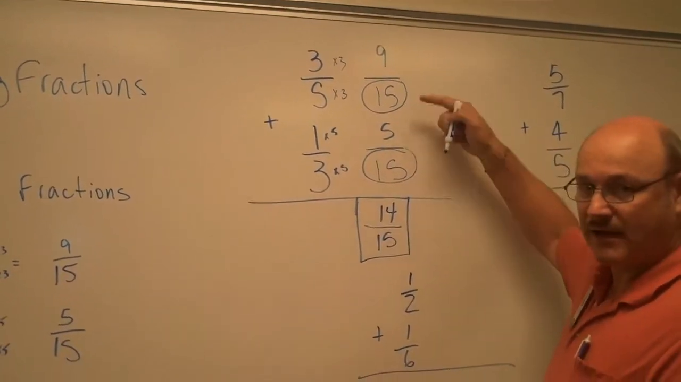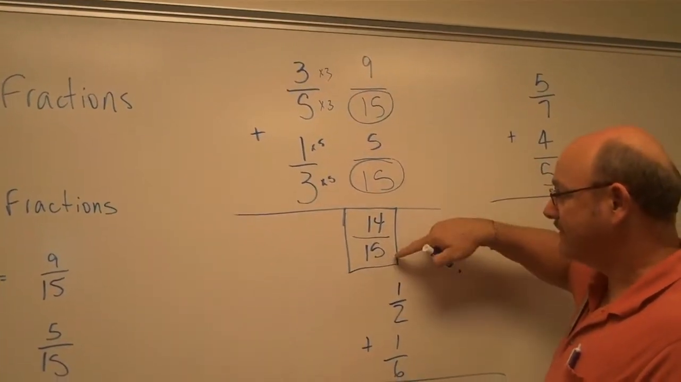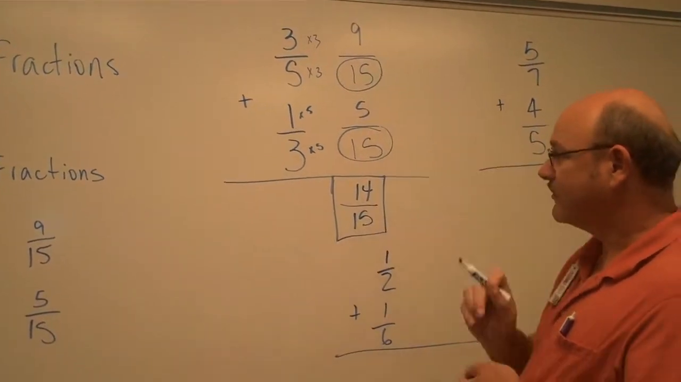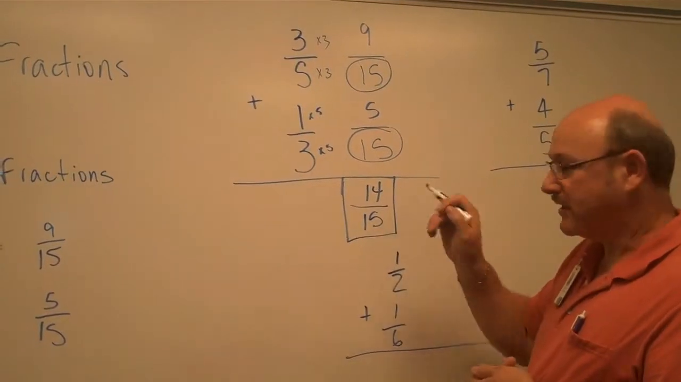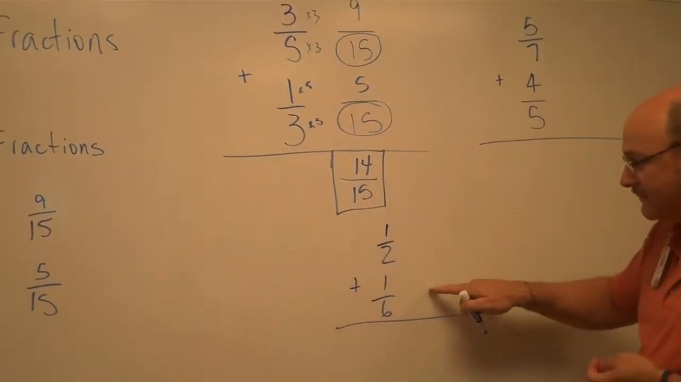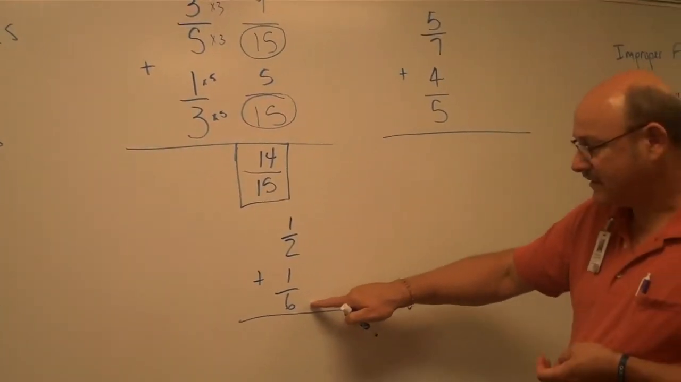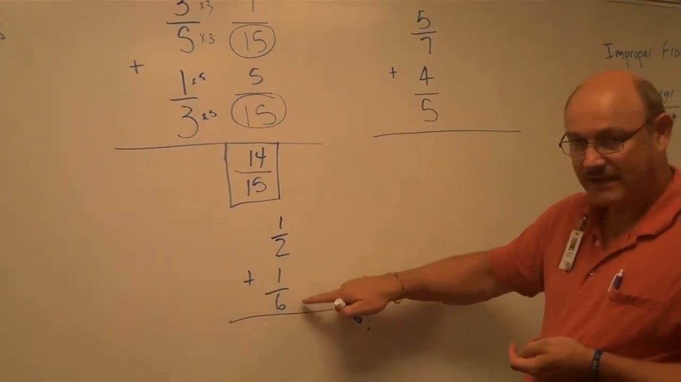You don't add the denominators. You make them the same and leave them. 9 plus 5 is 14/15. If this answer needed reducing, you must reduce. So let's look at this problem. 1/2 plus 1/6. Not the same, can't add them.